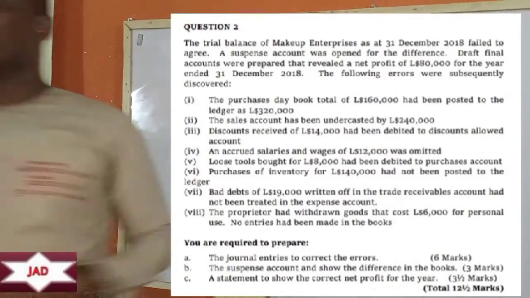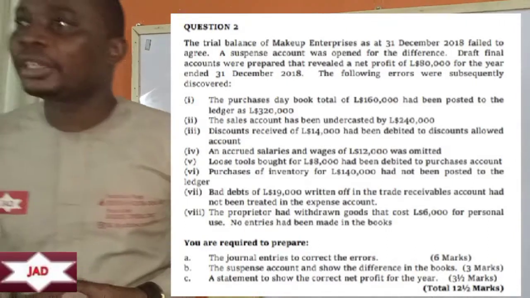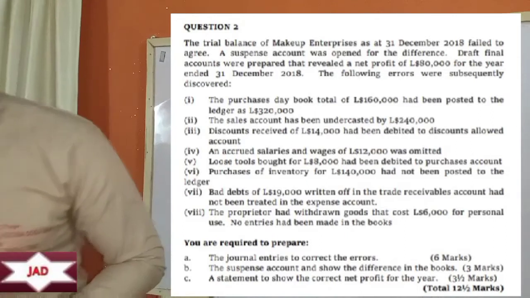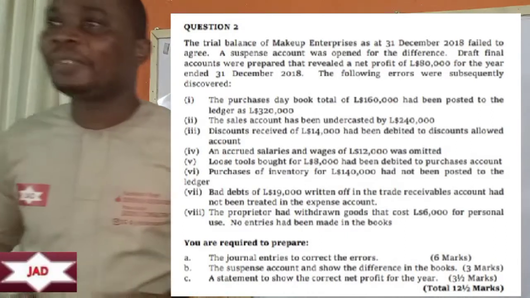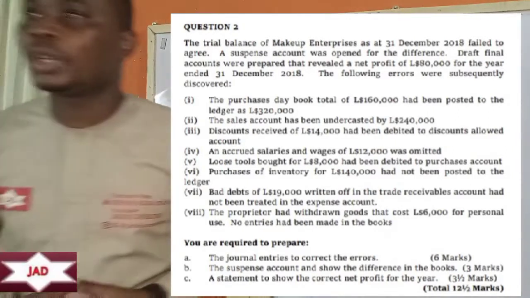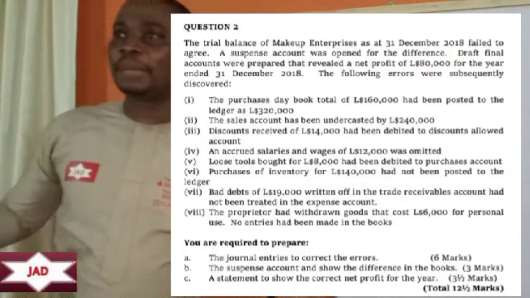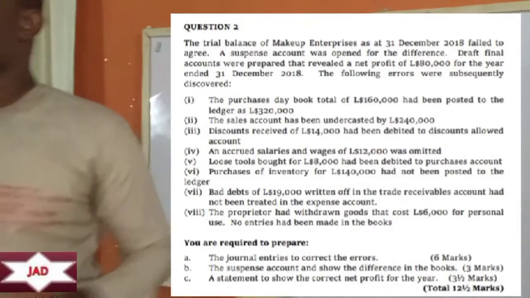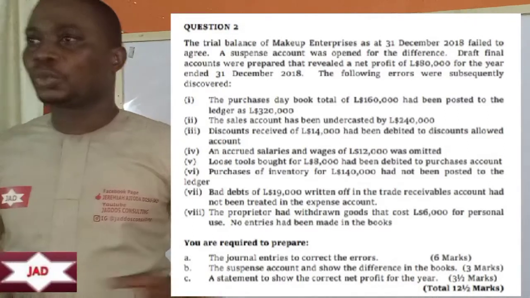First, the purchase day book total of 160,000 Liberian dollars has been posted to the ledger as 320,000 Liberian dollars. 2, the sales account has been undercast by 240,000 Liberian dollars. 3, discount received of 14,000 Liberian dollars had been debited to discount allowed account. 4, an accrued salaries and wages of 12,000 Liberian dollars was omitted.